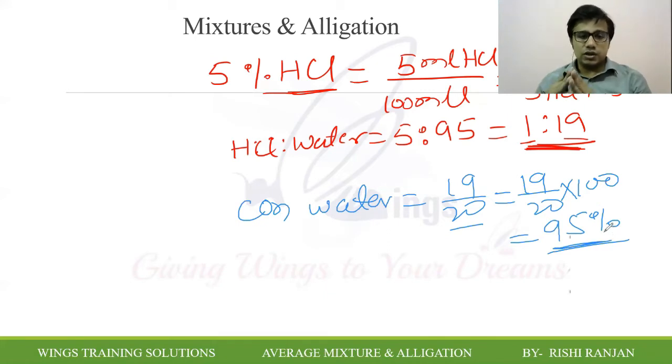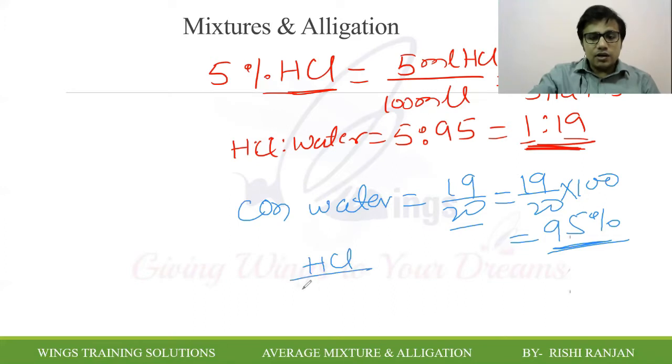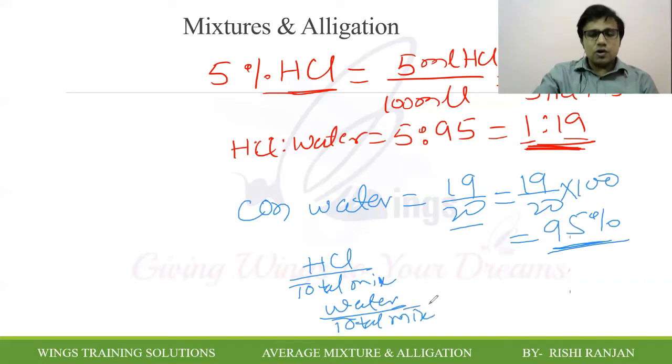Both are concentration only. So concentration can be written either in fraction form or in percentage form. By both of them, you can get the answer. Okay, but what is concentration of HCl? Concentration of HCl is HCl divided by total mixture, and concentration of water is water divided by total mixture. This was about concentration. Once this is clear, now let's get into the mixture.